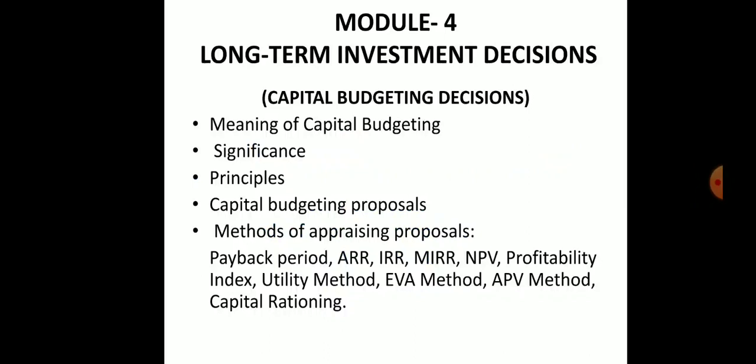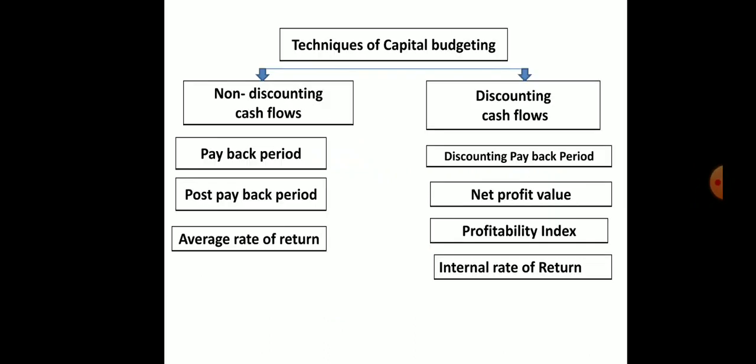So we are in the fourth module, which is capital budgeting. There are different techniques in capital budgeting. We have already studied the non-discounting cash flow methods: payback period, post payback period and average rate of return. So we know how to calculate these three methods. Today we are going for the discounting cash flow method. In discounting we have four types: discounting payback period, net present value, profitability index and internal rate of return.